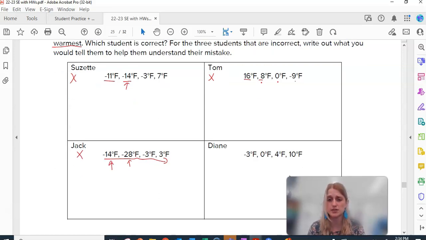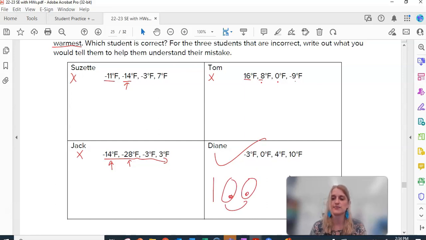-3, that's cold. 0, that's warmer. 4 is warmer. 10 is even warmer. Good job, Diane. I like to do my hundreds with a little smiley face. Nice. Now we're not done. If you turn this in, this is not getting you credit. The second step in the directions is to tell these 3 kids, Jack, Suzette, and Tom, why they're wrong.